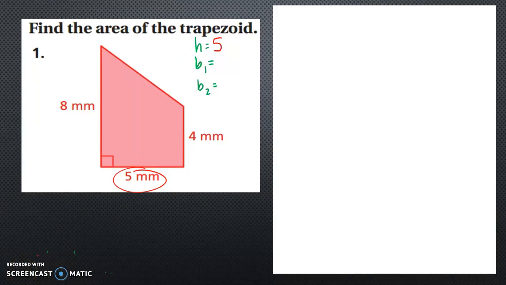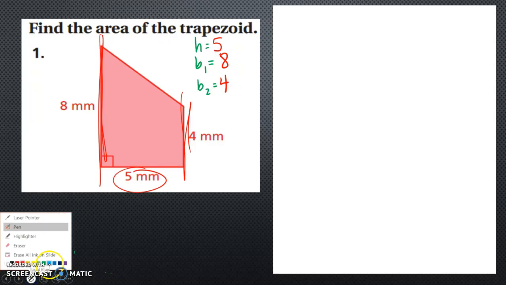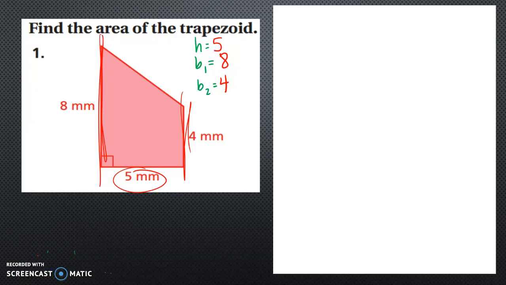So we got our height of 5 millimeters. And then remember, our two bases are the sides that are parallel. So we've got the 8 millimeters, the 4 millimeters. So we're going to do 8 and 4 there. Again, it does not really matter which one's base 1 and which one's base 2, as long as you pick for your two bases the two sides that are parallel.